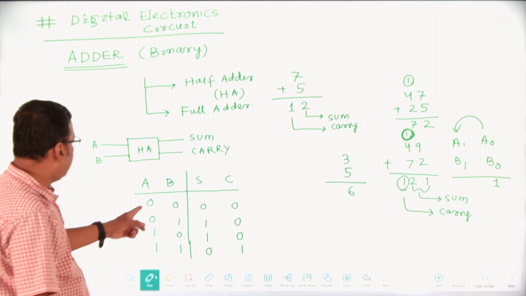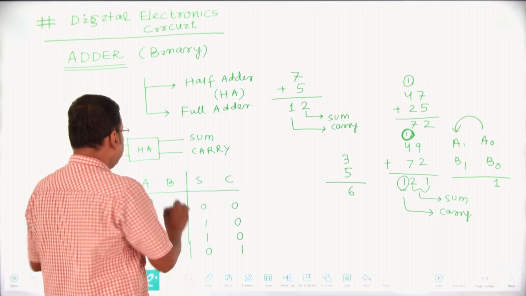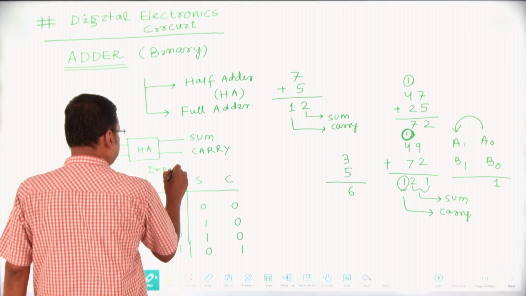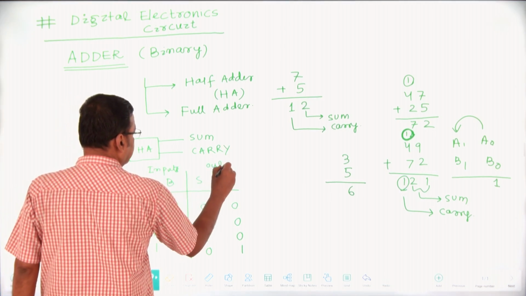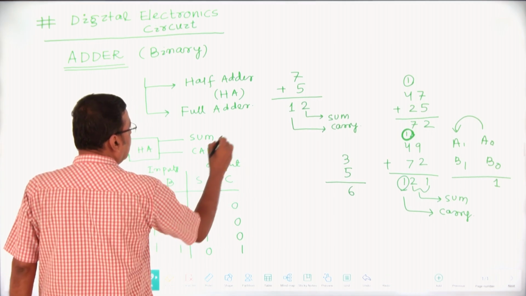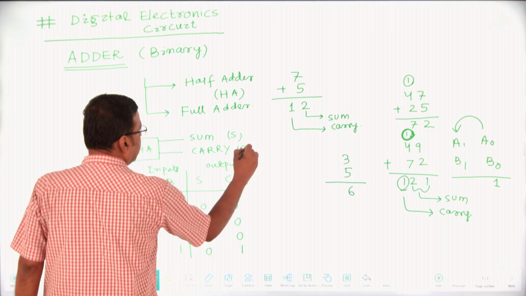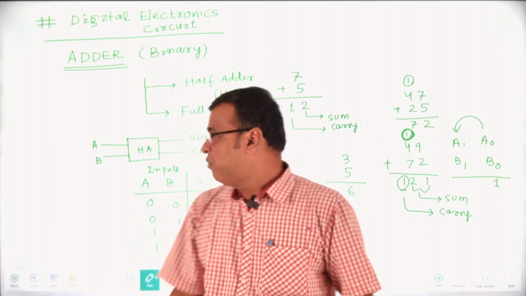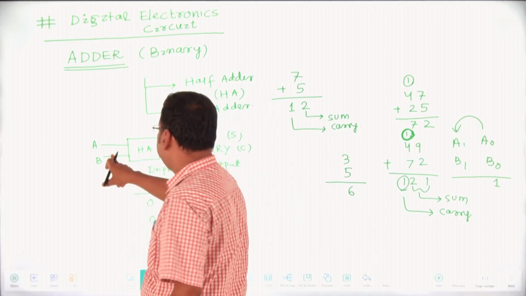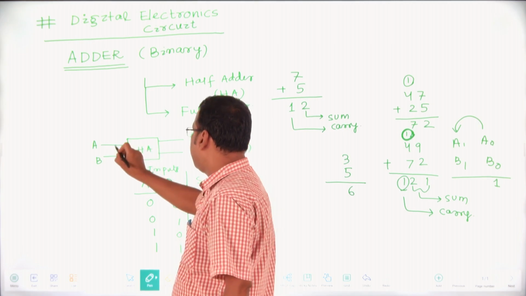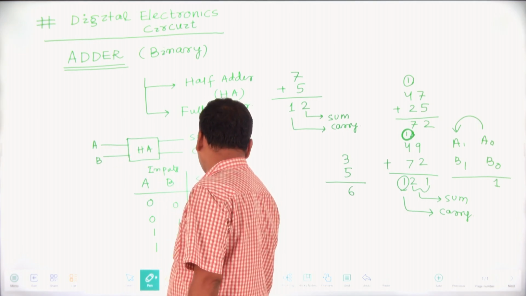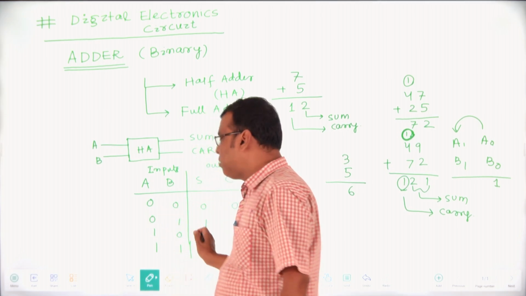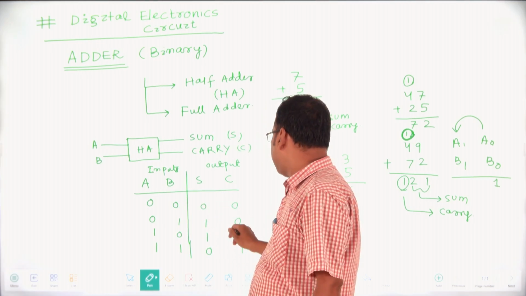In a half adder, these are the inputs and these are the outputs. In output, one is sum, another one is carry. If you add A with B, the sum is A plus B, and the carry is nothing but, when A is 1 and B is 1, then only the carry will be generated. Otherwise, the carry will not be generated.